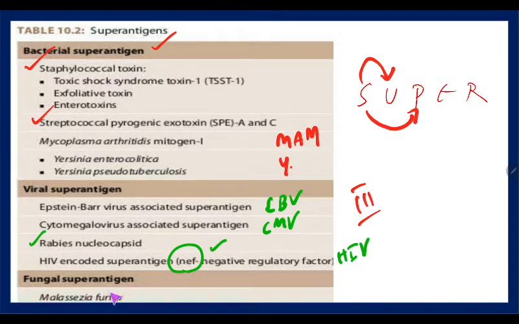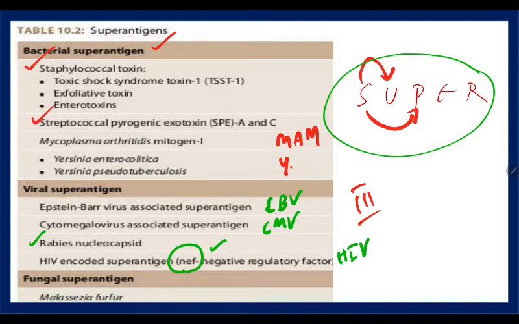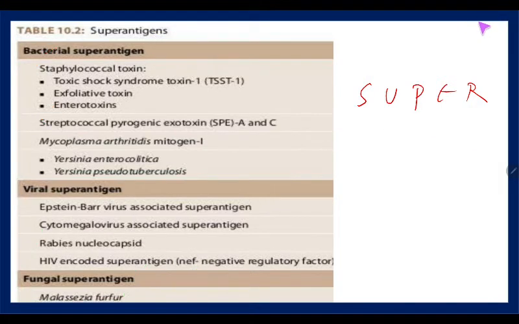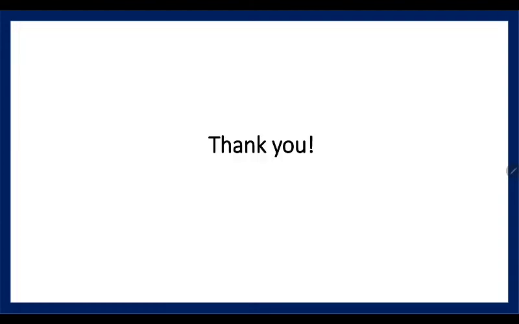Next, coming to the fungal example, here we'll take super and add another word to complete it: superficial mycosis, which is caused by Malassezia furfur. Therefore, Malassezia furfur is one of the organisms that has a superantigen. Thank you so much for your patient listening.